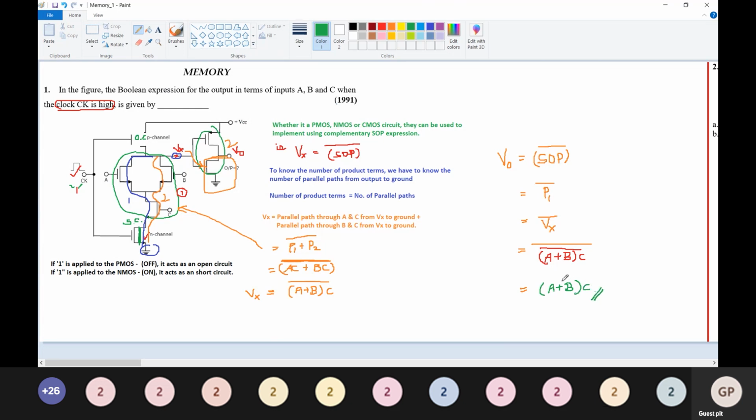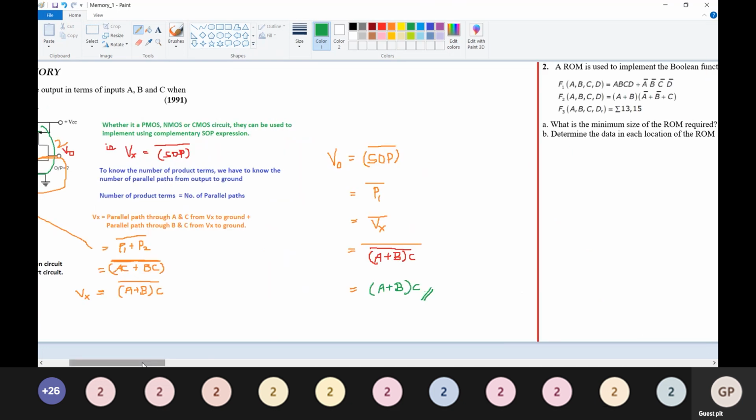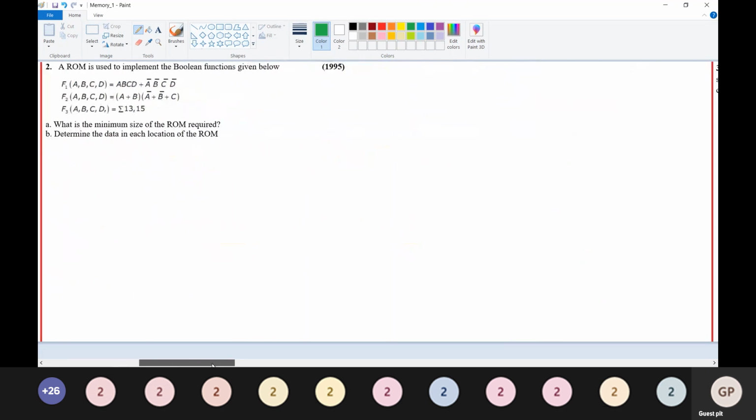So this is your final answer, the Boolean expression for the output in terms of A, B, and C when the clock is high. So we'll move to the next question.